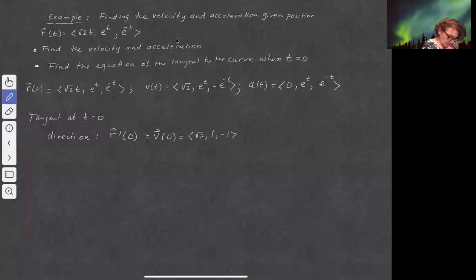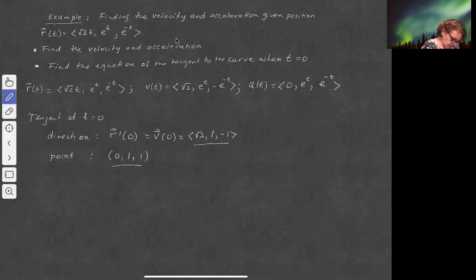And it needs to pass through the point given by r(0). So r(0) is going to be, when t is equal to 0, we get 0. e to the 0 is 1, and e to the 0 is also 1. So our curve needs to pass through this point, and it's got to have this direction.